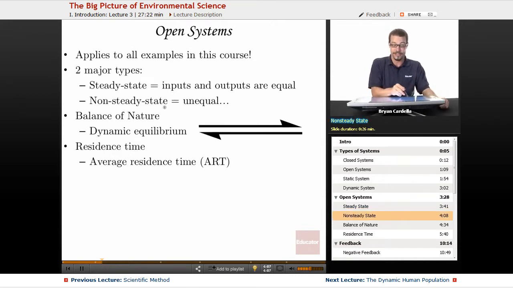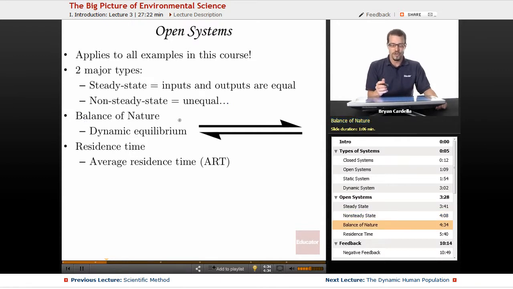However, non-steady state is not that. It's unequal. So if we end up chopping down a bunch of trees and don't replace them at the proper rate to make sure it stays even, that's definitely unequal in terms of inputs and outputs. And you could run into some trouble, obviously, with non-steady states, where it's going as an ecosystem or that terrain could be unpredictable.